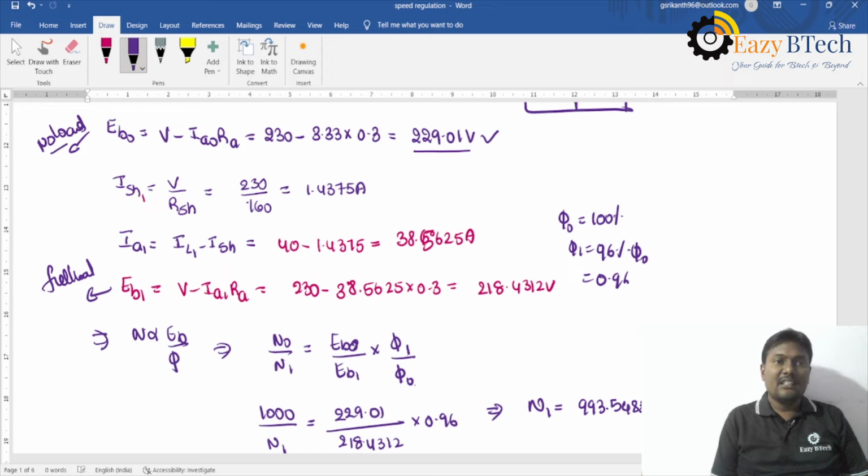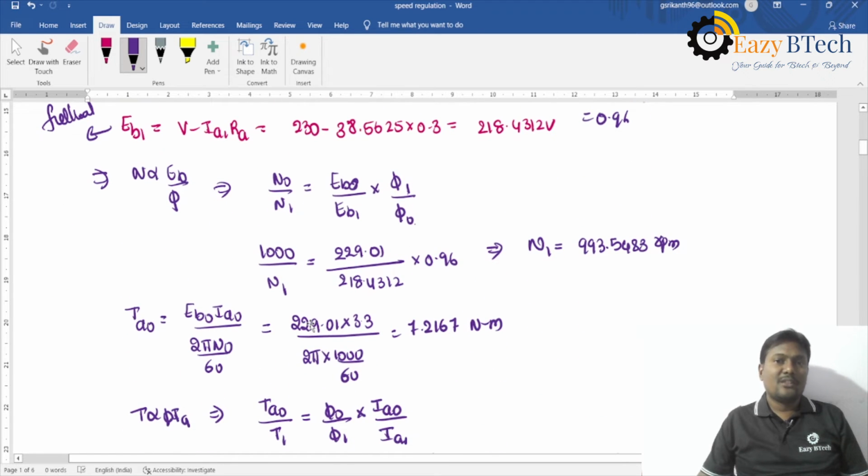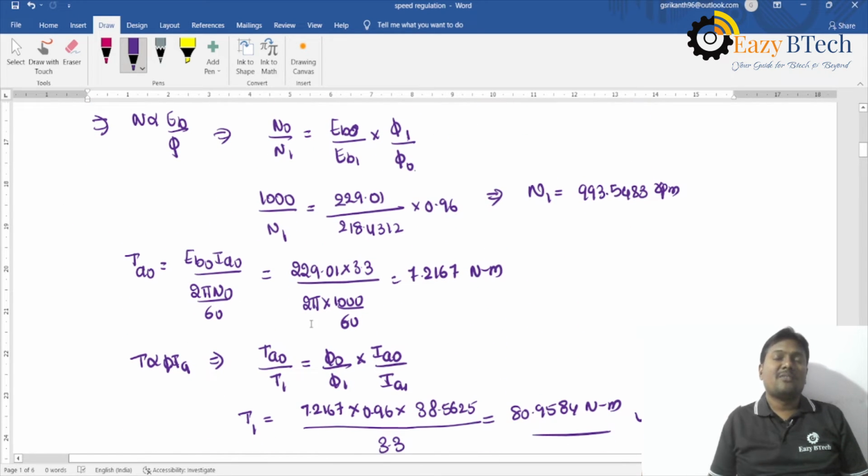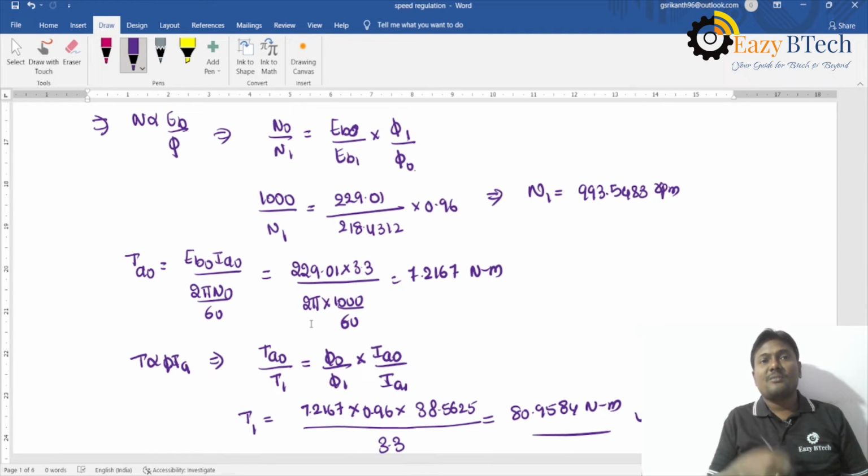If you calculate under no load condition and full load condition, we have a relationship that speed is directly proportional to EB by phi. N2 by N1 is equal to EB2 by EB1 into phi1 divided by phi2. Here N1 or N0 is called the no load speed, which is given as 1000 rpm, and EB0 you can also substitute, and the ratio of phi1 by phi0 is 0.96. Why? Because the flux is weakened because of armature reaction.